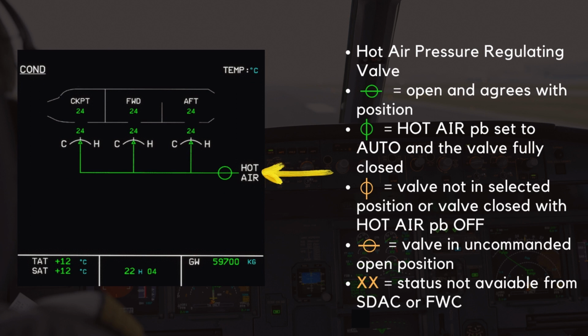The indication turns to an amber crossline when the valve is not coordinated with the selected position or when the valve is closed with the hot air push button set to off. In this case, there is no hot airflow. In the case of an amber inline indication, the valve is in an uncommanded open position, which disagrees with the selected position. If the valve status is replaced by two amber crosses, then the valve status is not available from the SDAC or the flight warning computer.